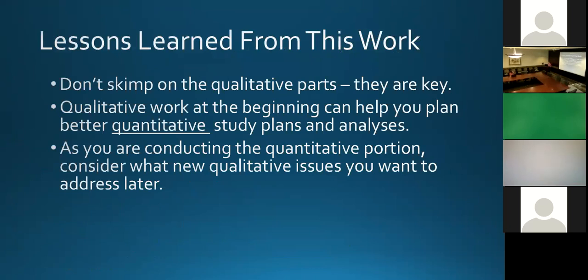And then, I would recommend that as you're conducting the quantitative portion, you actually use that information to consider what new qualitative issues you might want to address later. So for example, had we known really early on that our trial wasn't going to be successful in terms of improving vaccination delivery, we would probably have added in some questions specifically saying, like, what more did we need to do to make this successful? Why do you think it didn't work? So you can really use both of them to inform each other.